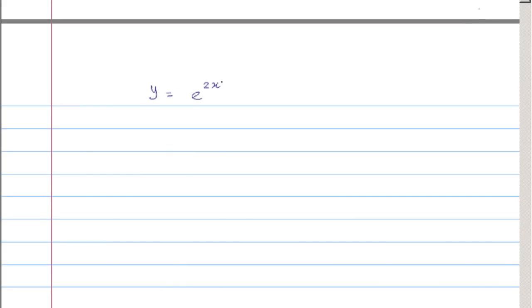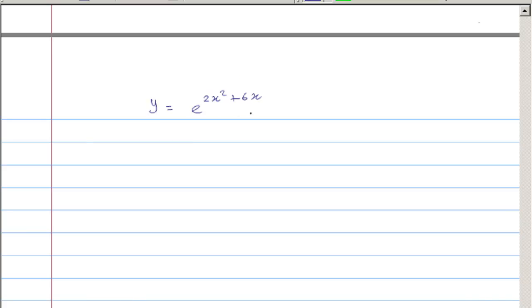Okay, let's take a few more examples of this function. Let's say I have another function, y equals e to the power 2x squared plus 6x. Once again, I can take my power as my t substitution. So I can take t equals 2x squared plus 6x, which means y would be equal to e to the power t. Then dt over dx, differentiating this function, I get 4x plus 6.